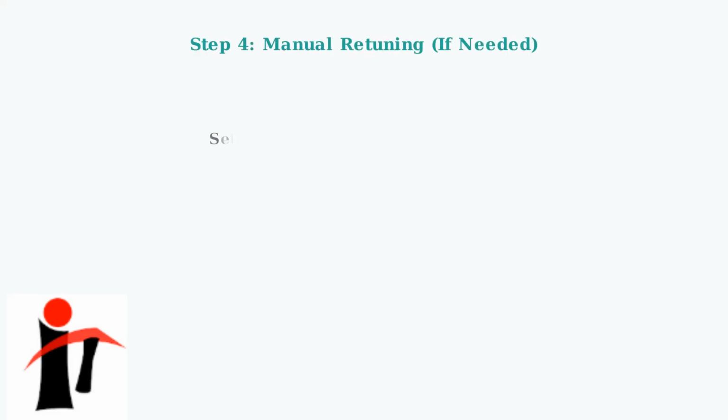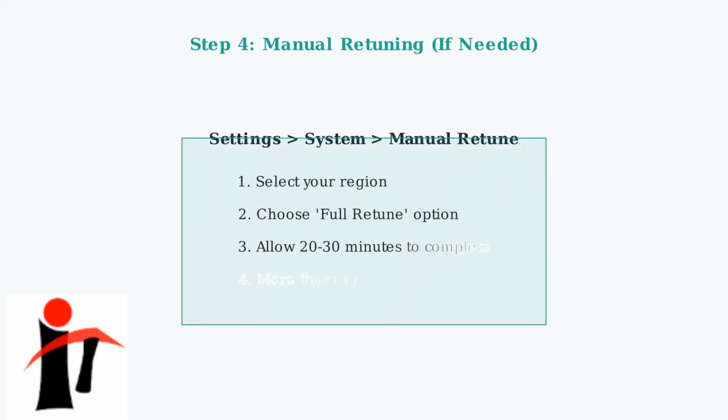If automatic retuning doesn't work, try manual retuning. Go to Settings, System, Manual Retune. Select your region and choose Full Retune. This more thorough process takes 20 to 30 minutes.